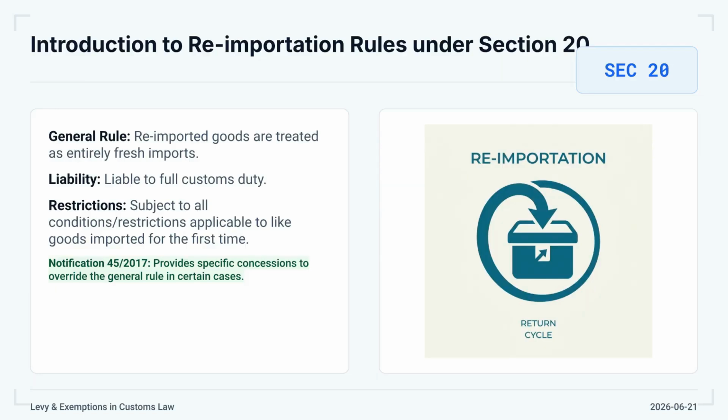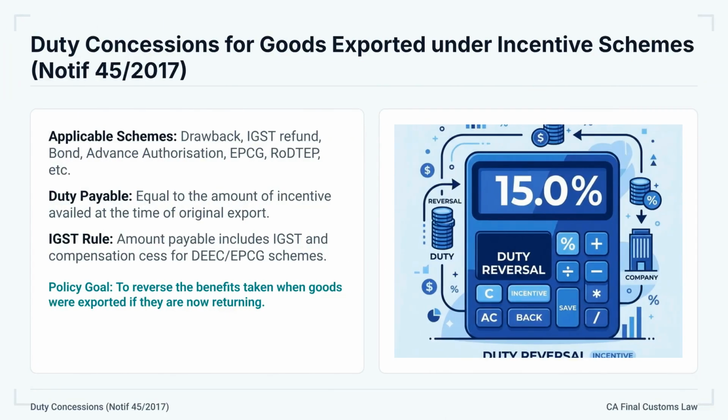These concessions modify the general rule and often appear in practical examination questions, making them an important area of study for CA final students. When goods exported under incentive schemes such as duty drawback, IGST refund, advance authorization, EPCG, DFIA, RODTEP, or similar schemes are re-imported, the concession is limited. The importer must generally repay the benefits or incentives previously enjoyed at the time of export.